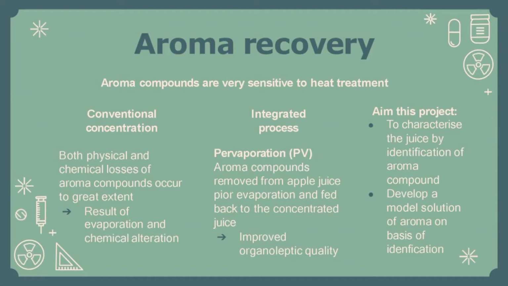By introducing PV to the integrated process, the aroma compounds could be removed from the apple juice prior to evaporation and fed back later to the concentrated juice, resulting in an improved organoleptic quality. The aim of the project was to characterize the juice by the identification of aroma compounds and to develop a model solution of apple juice aromas on the basis of the identification.